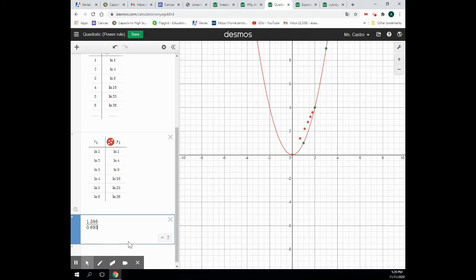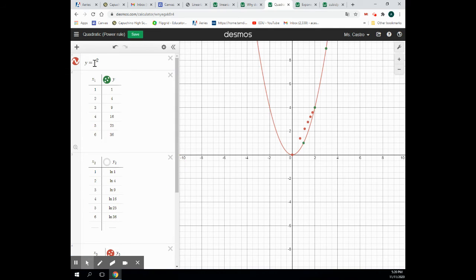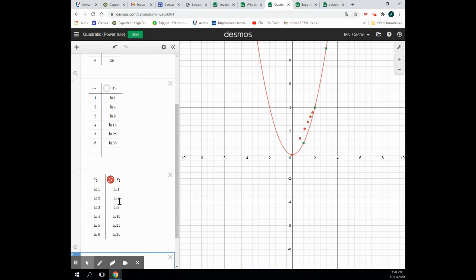0.693. Look what I get. I get 2. I got the number 2. Okay, so what was the original function here? Oh yeah, y equals x squared. Hey, where have I seen that 2 before? It was the exponent. Okay, so notice again, just to recap, when I did the semi-log, not too interesting, it did not linearize my function, but when I did log-log, then I ended up with a straight line. All right, let's go to the next one.